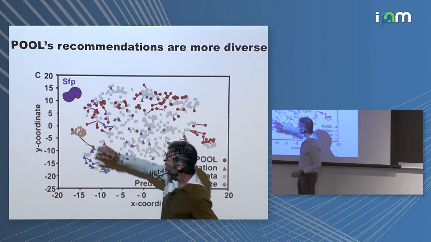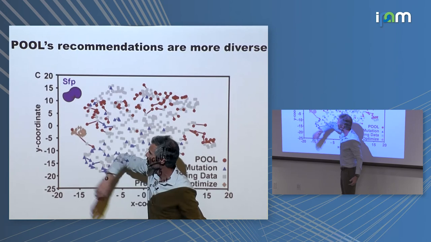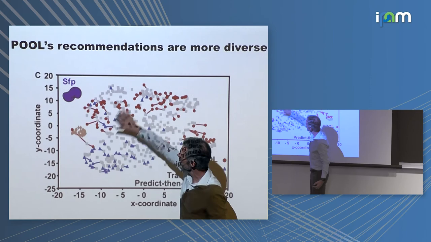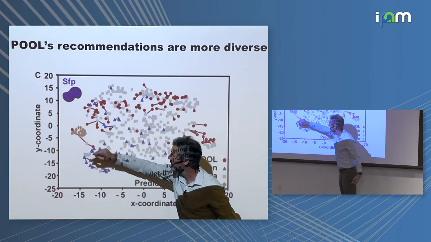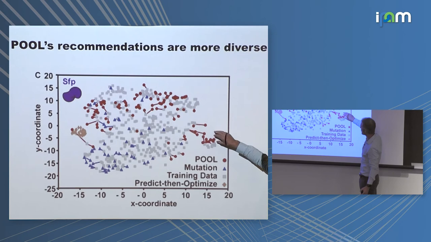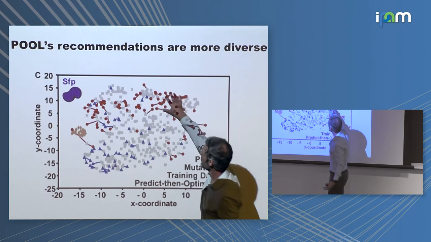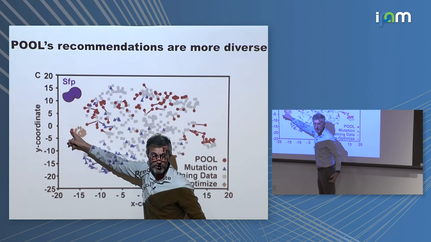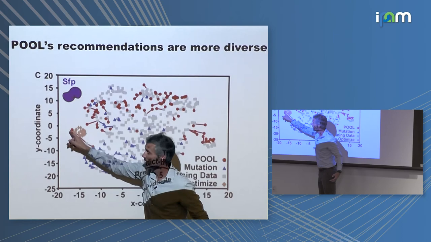What you see is that the rank-by-probability-of-a-hit approach is not diverse at all. It's very clustered in this part of peptide space. Mutation is very diverse. It's exploring much more broadly, and that's why it works better than rank by probability of a hit. What pool is doing is somewhere in between, where it has clusters of points in parts of the space that seem to be good, but instead of just one cluster, it has many clusters here, here, up here, over here. And you get one peptide, basically the top-scoring peptide, which is common across this approach and pool.